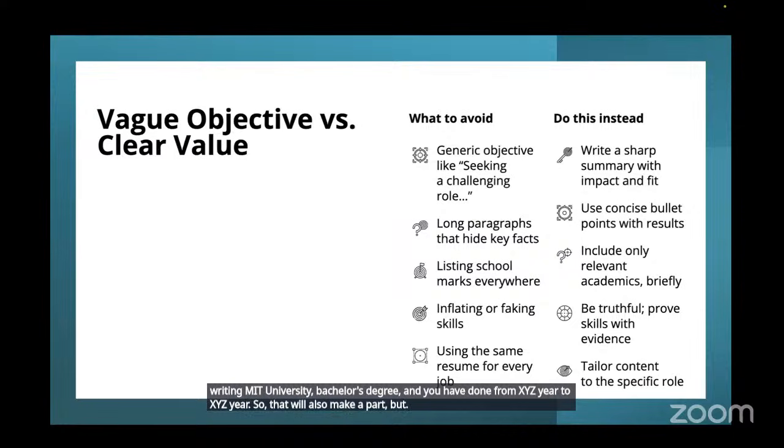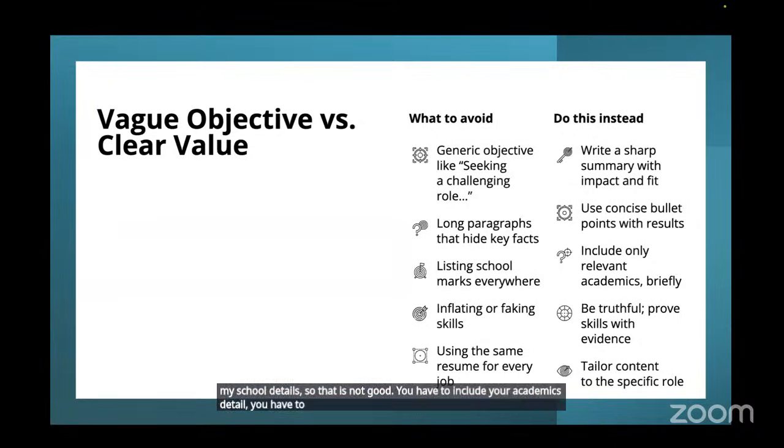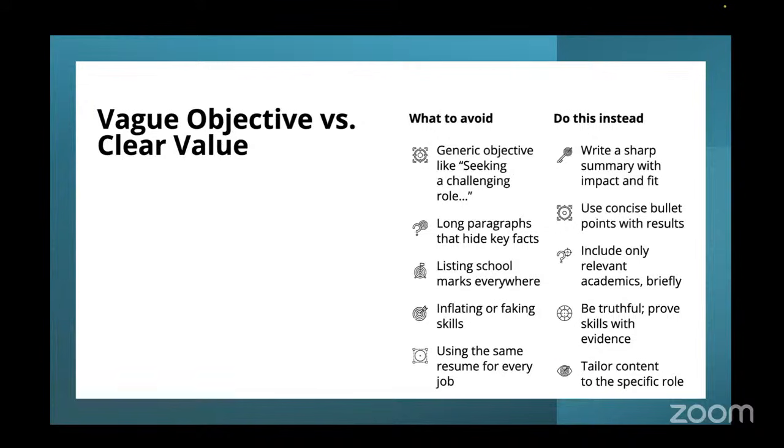But if you are writing in the resume the title "my school details", that is not good. You have to include your academics details. You have to write that we are keeping our academics details over here. This thing will also work.